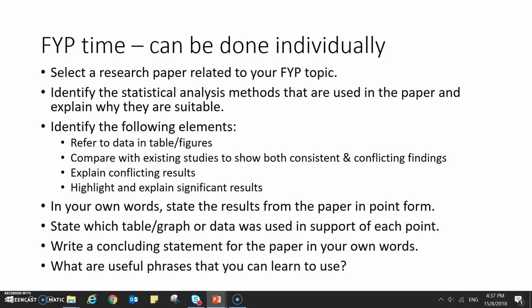For this particular activity, it is related to your FYP topic. You can select a research paper related to your FYP topic. Identify the statistical analysis methods that are used in the paper and explain why they are suitable. Identify the following elements in the paper. Where do they refer to data in table and figures? Where do they compare with existing studies to show both consistent and conflicting findings, if any? Where do they explain conflicting results? Where do they highlight and explain significant results?